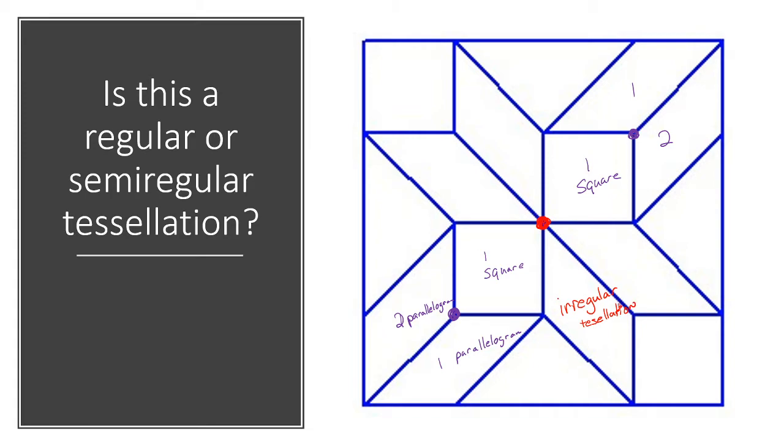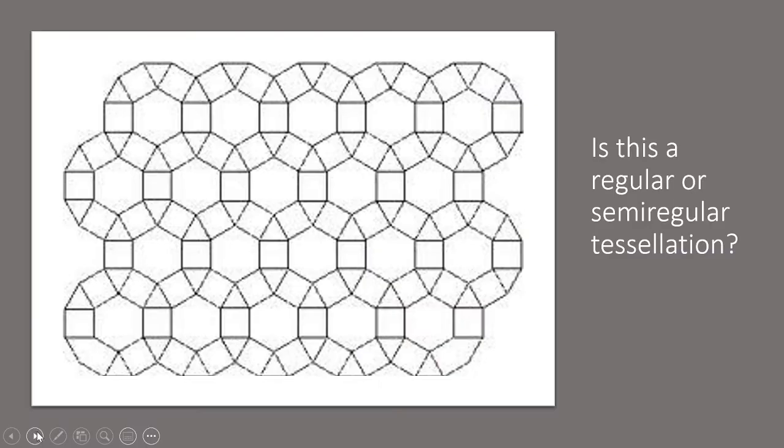So you might be thinking, okay, Mr. Wilson, I know what a regular one is. That's when you have all those hexagons or all those triangles or all those squares. But what is a semi-regular? Well, here's an example of another tessellation. And this one is going to be a semi-regular tessellation. Let me show you how this works.